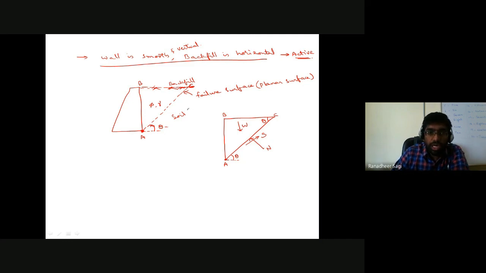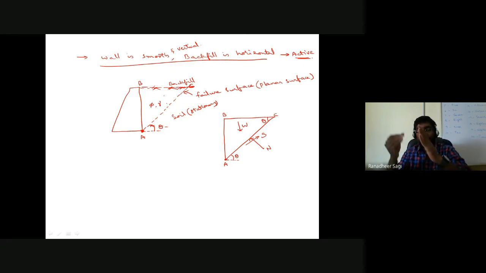This portion of the soil is stationary, that's not going to be moving anywhere. Only this portion of the soil, represented in the soil wedge ABC, is expected to slide either downward or upward depending on the displacement of the retaining wall. The stationary soil mass is going to offer a normal reaction on the so-called failure surface, and that normal reaction I am representing as N.